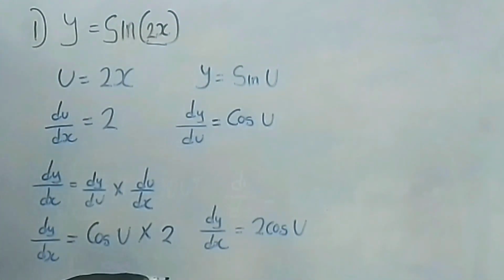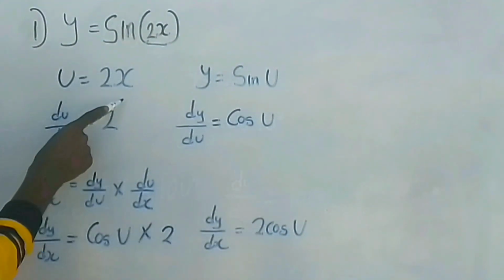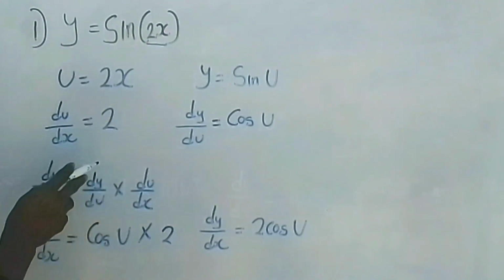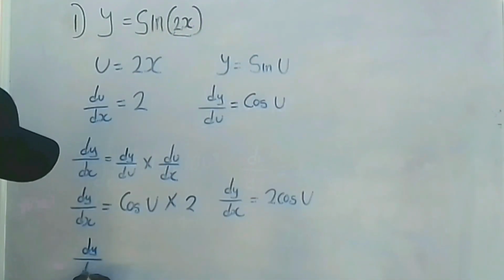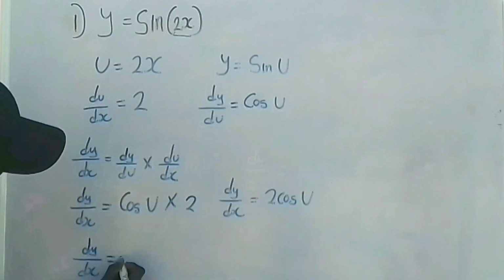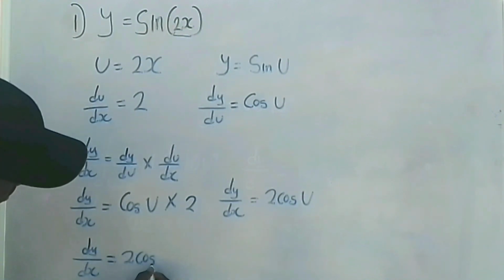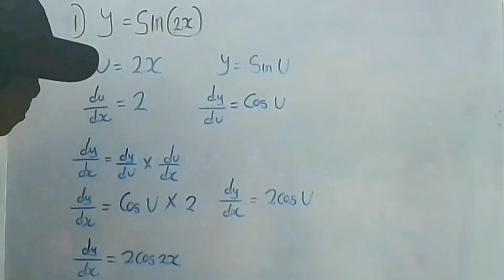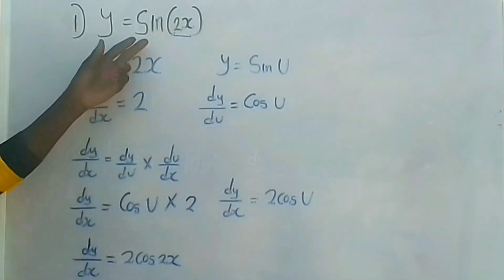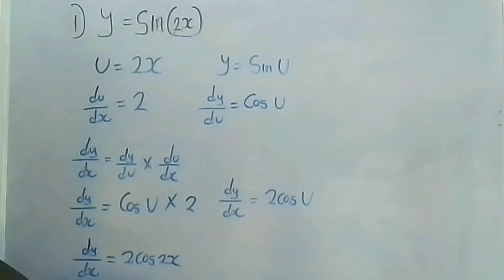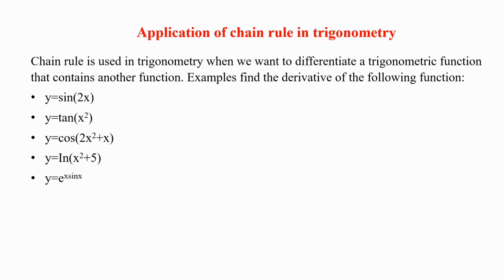Now don't forget that I have set u is equals to 2x. So therefore I'm going to substitute, the dy over dx is equals to 2 cos 2x. So the derivative of y is equals to sine 2x is 2 cos 2x. The second example, find the derivative of y is equals to tan x squared.